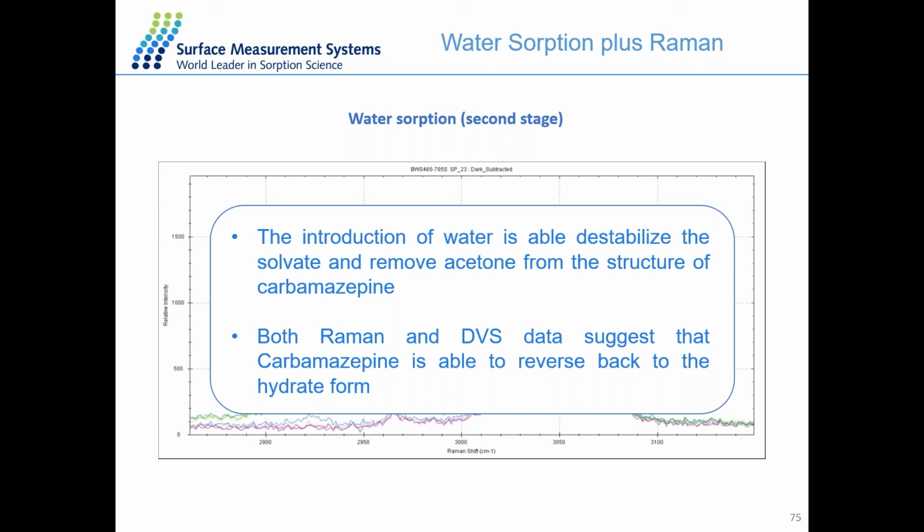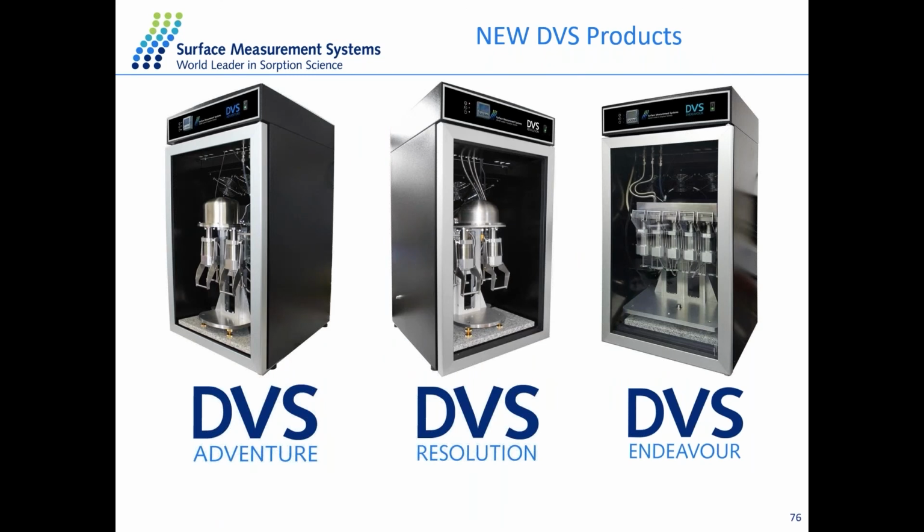Both DVS and Raman data suggest obviously that the water is more stable than the acetone. It's a little bit harder to define exactly that the hydrate is actually forming at the end of the experiment. That's a little bit more complicated to identify. It would be easier if the hydrate was given a different spectra compared to the dry form, but unfortunately for this sample, it doesn't. So that concludes basically the data that I wanted to show you today.